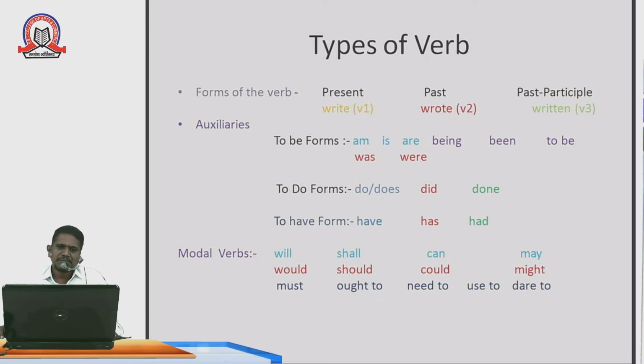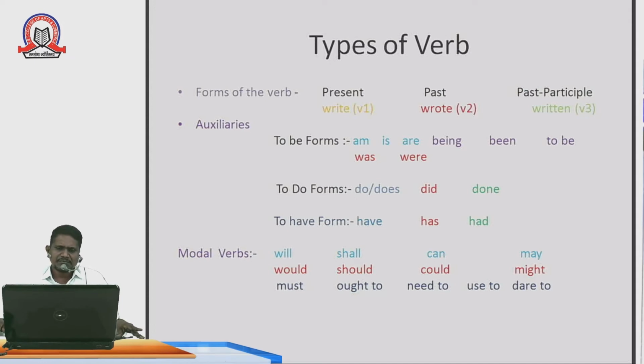Now it's past. The past of do is did. So we can use did in simple past tense. It means that the work is completed. For past tense, when work is completed, we can use did, and done is used as a past participle. Now the same thing is here.